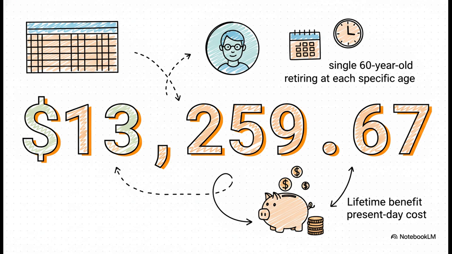Basically, using a more detailed version of our table, they balance the probability of someone retiring at each specific age against the present-day cost of all their future payments. For a single 60-year-old in our plan, that number works out to be about $13,000.